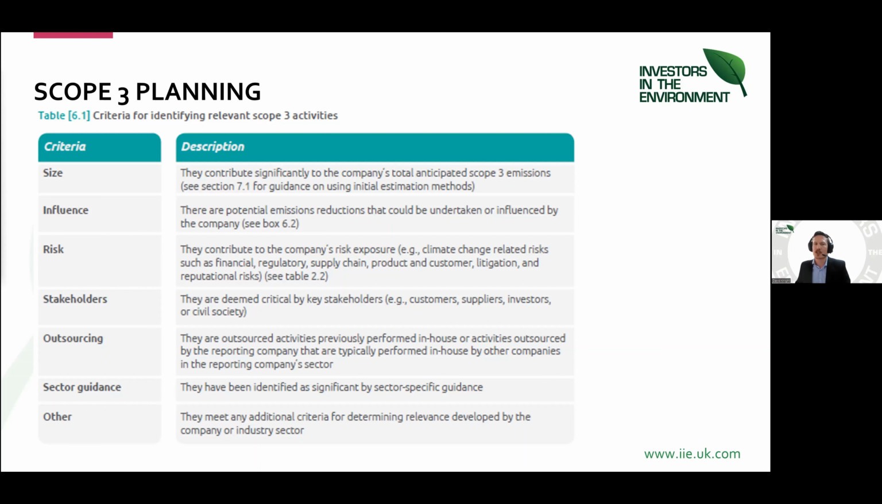We also want to think about our stakeholders. So do we actually have requirements put upon us by our customers or by our stakeholders, suppliers or investors, that we need to really ensure that we include, because that actually helps us in terms of our reputation, which could also fall into the risk category as well.